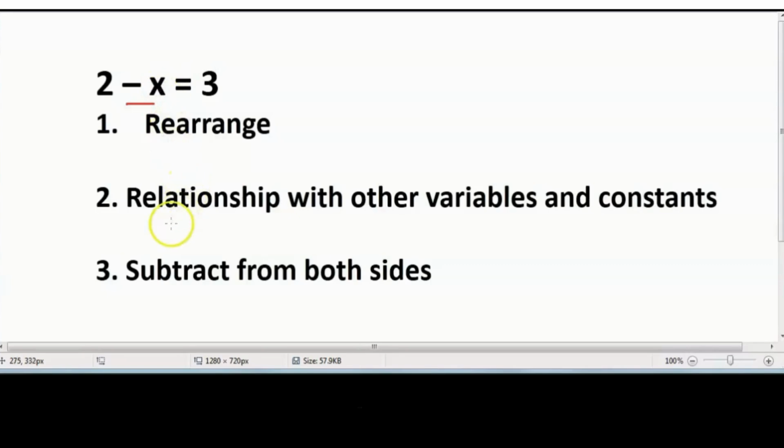We move here, we will say minus x. The arrangement has nothing to do with transferring from the right side to the left side, but rearrangement of the expression within the left side of the equation. Minus x plus 2. We shift positions. Minus x plus 2 is equal to 3.